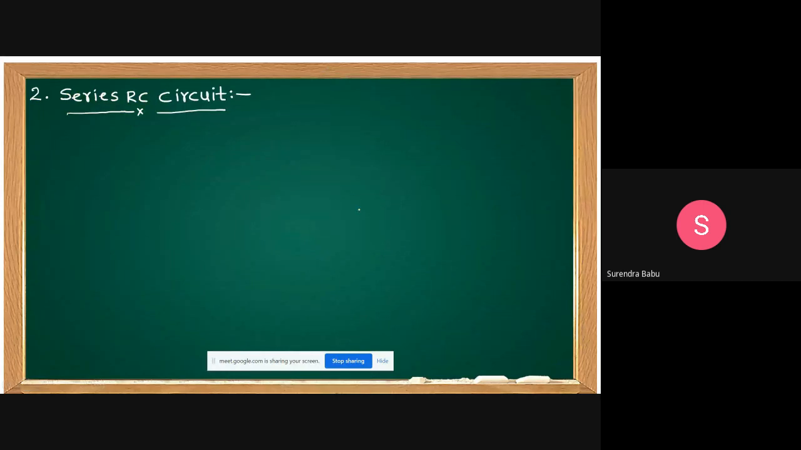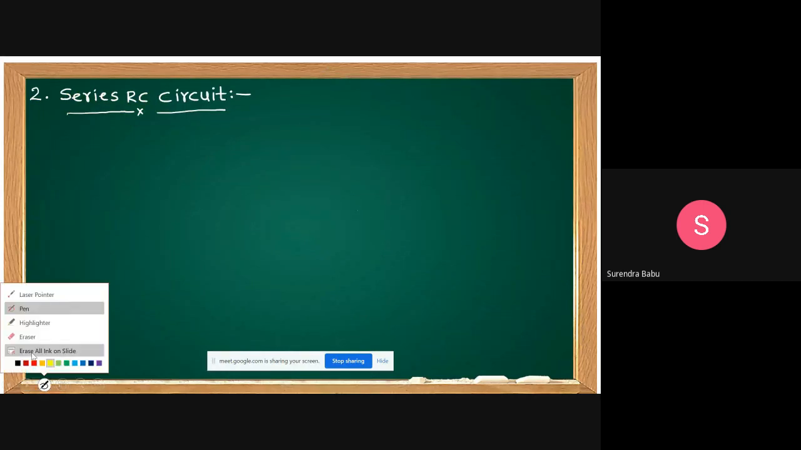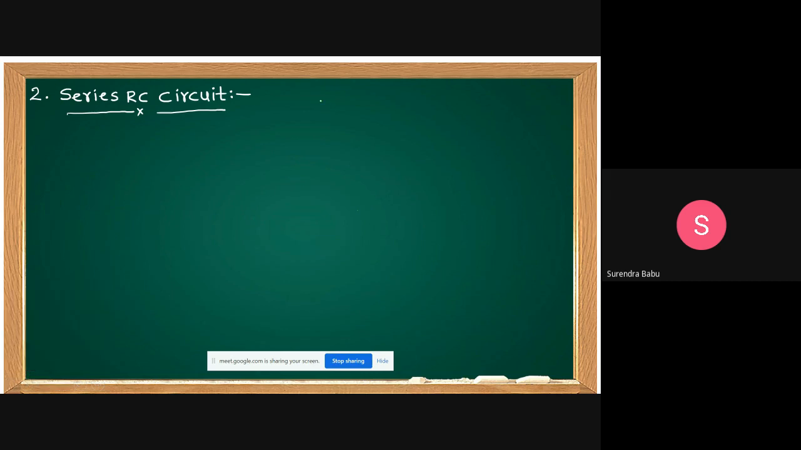Next, the series RC circuit. Yes, friends, AC analysis of the series RC circuit. Let's consider a series RC circuit. Here I am giving the AC supply; that is a sinusoidal analysis I am doing. This is R and this is C. Let the voltage across the resistor be VR and the voltage across the capacitor be VC. V is the RMS value of the supply.